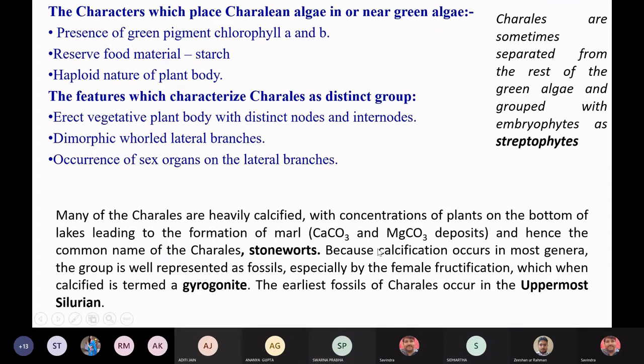Yes, sir. You knew that any plant or any animal system which is having this kind of deposition will be the best candidate to make its fossil. This calcified part has been termed gyrogonite. Compared to any other algae, you will see more fossils of this group.